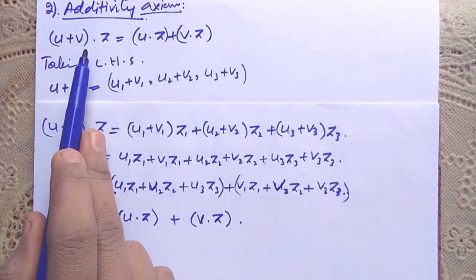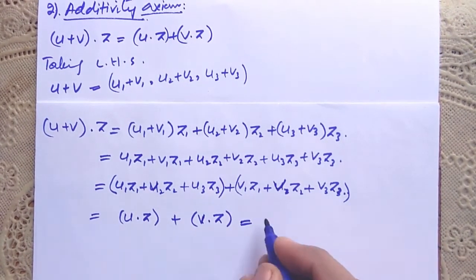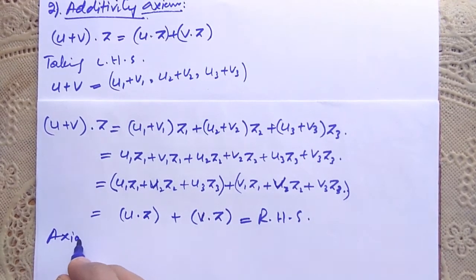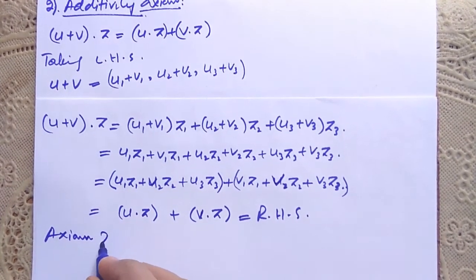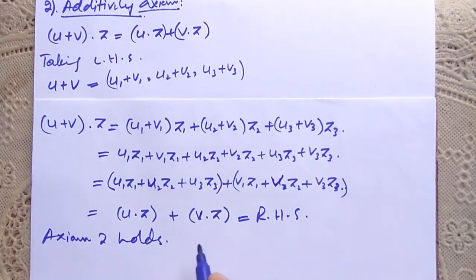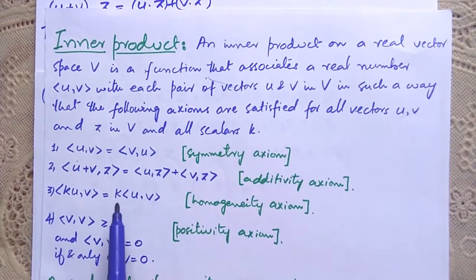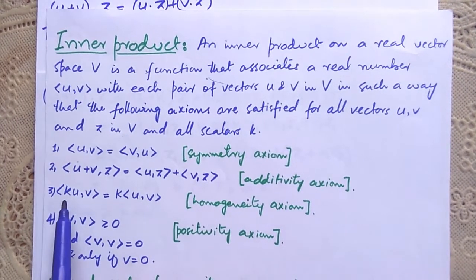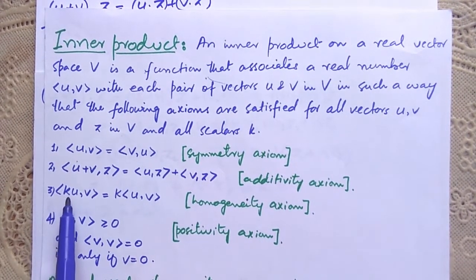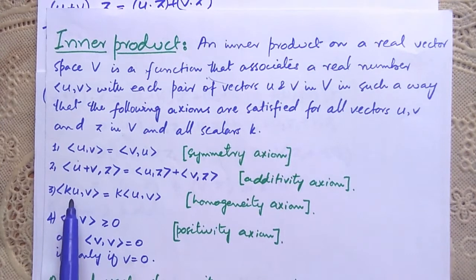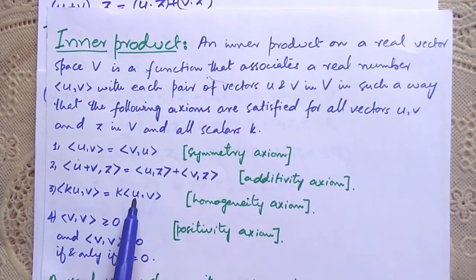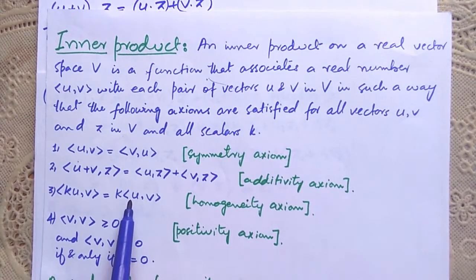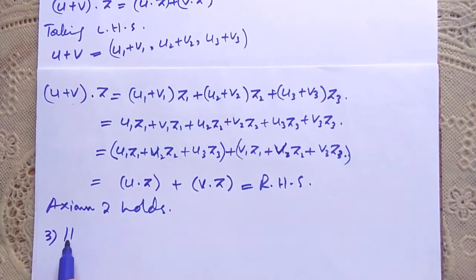So additivity axiom has been proved because it is equal to right hand side, means axiom 2 holds for dot product, right? Now third axiom is homogeneity axiom, and according to homogeneity axiom, अगर हम फर्स्ट वेक्टर को किसी स्केलर k से मल्टीप्लाई करें और फिर उसके बाद सेकंड वेक्टर के साथ प्रोडक्ट लें, तो वो इक्वल होगा कि आप पहले दो वेक्टर्स की प्रोडक्ट लें और फिर उसको उस स्केलर से मल्टीप्लाई करें. सो थर्ड axiom is homogeneity axiom.